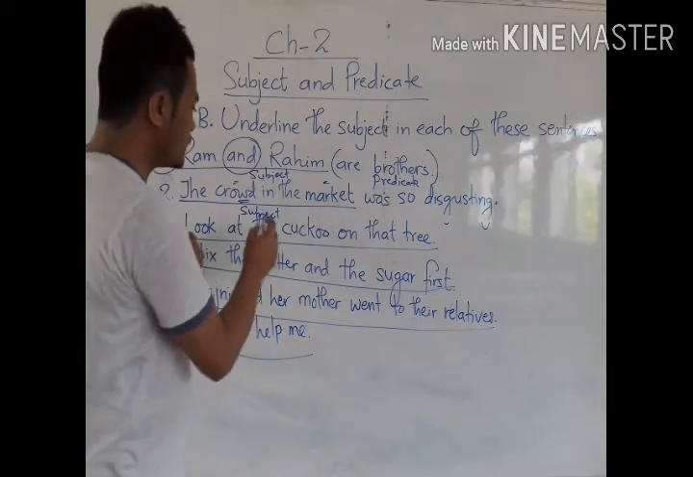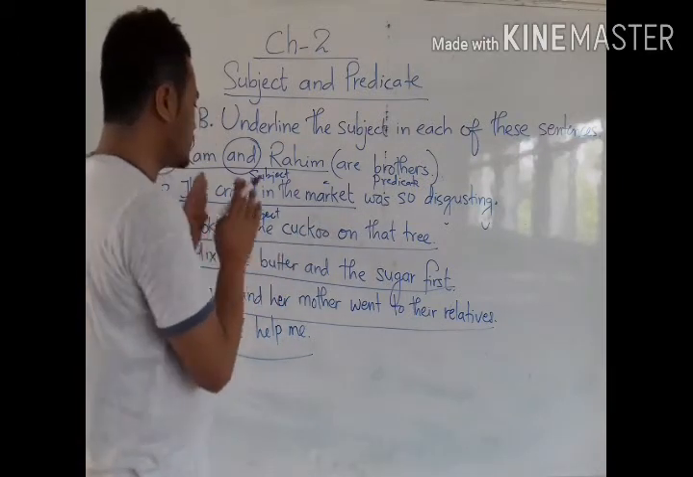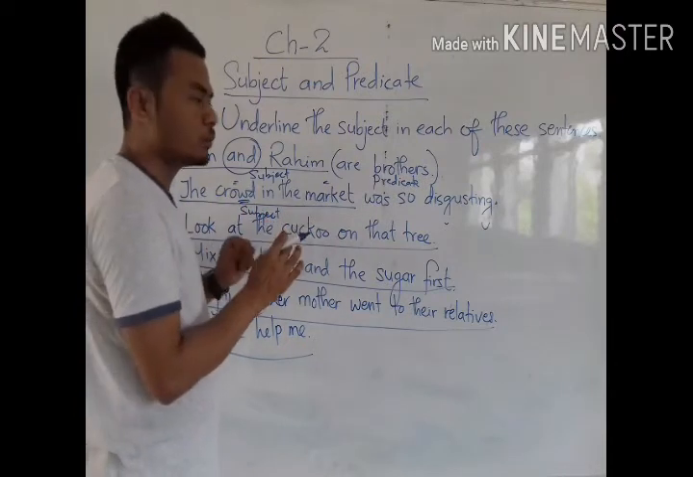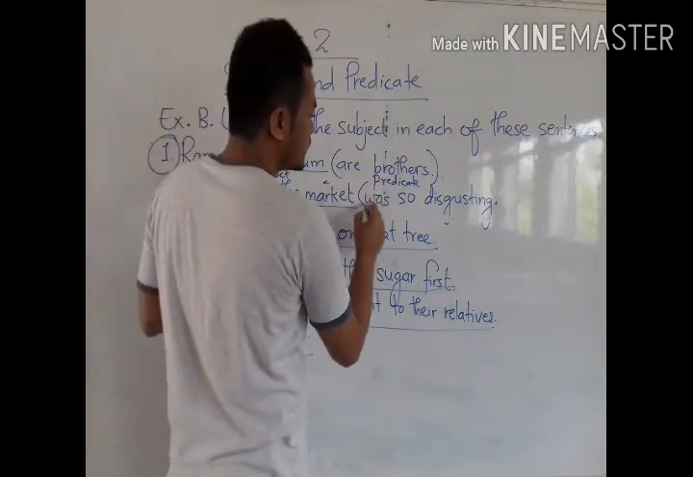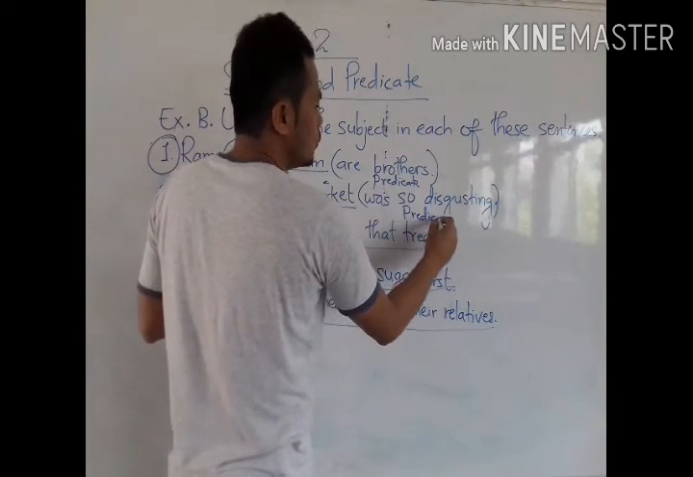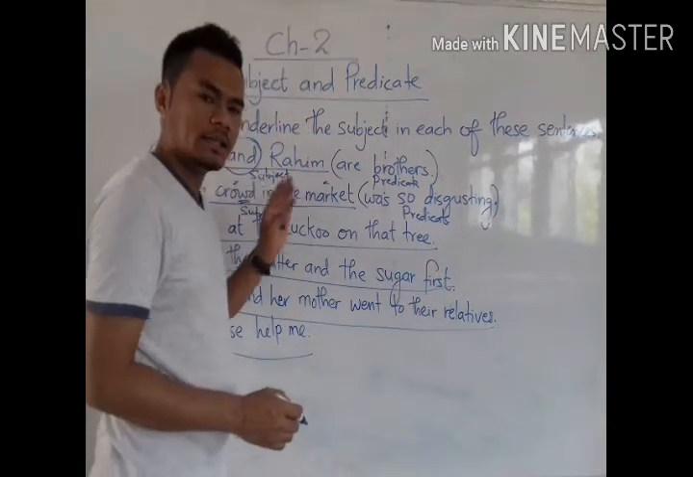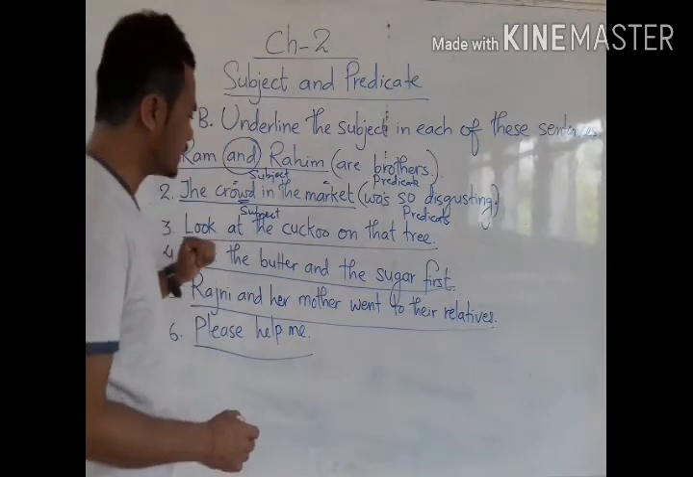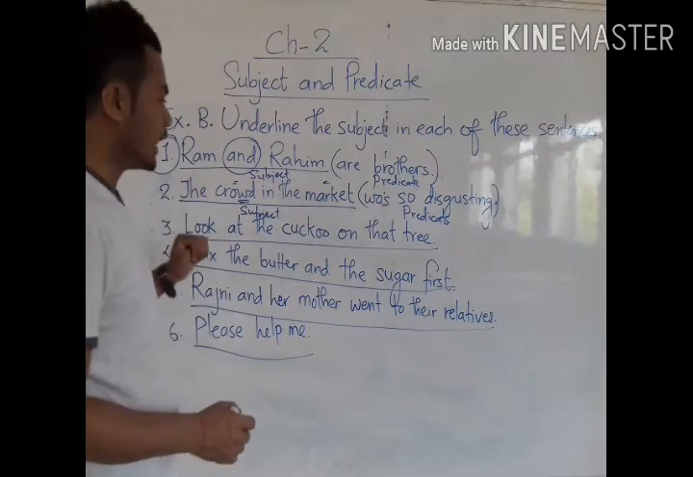So this is subject, and what is said about the crowd in the market? It was so disgusting. Was so disgusting is predicate. It has not been told to identify predicate here, but we are identifying.